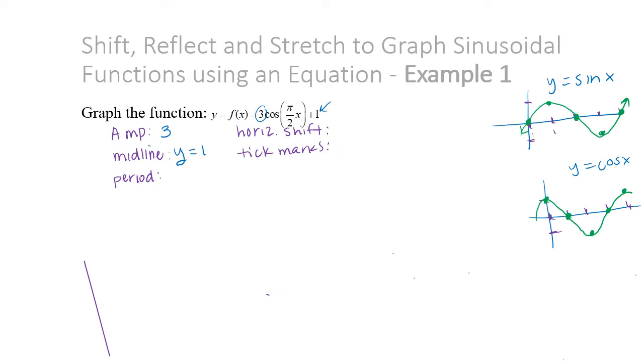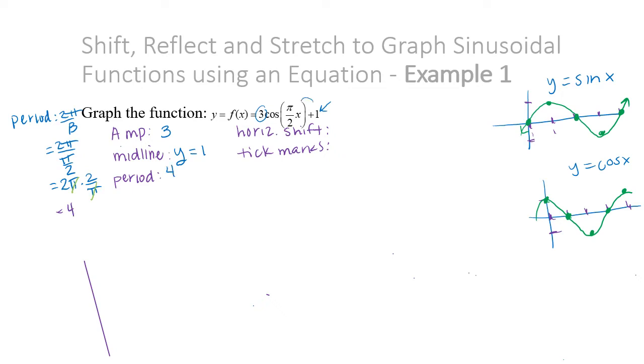Your period, so that period is 2 pi over b. So our b value is pi over 2. Dividing by a fraction is the same thing as multiplying by the reciprocal. So what's nice about this is these are going to cancel, and we'll just get 4. So our period is 4.